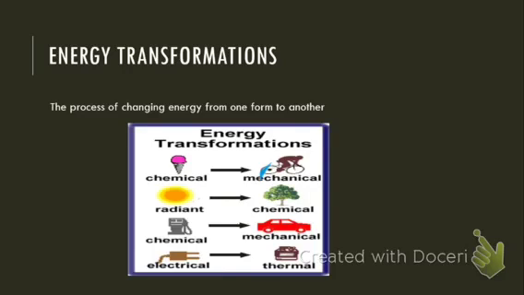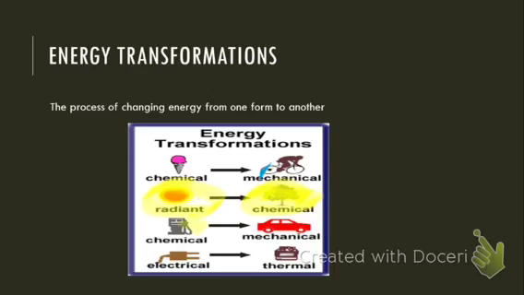Okay, in our next example, we have the sun, which is radiant energy. That's light energy. And we know that through photosynthesis, plants change light energy into chemical energy, which is food, right? Photosynthesis provides food for plants, so radiant to chemical.